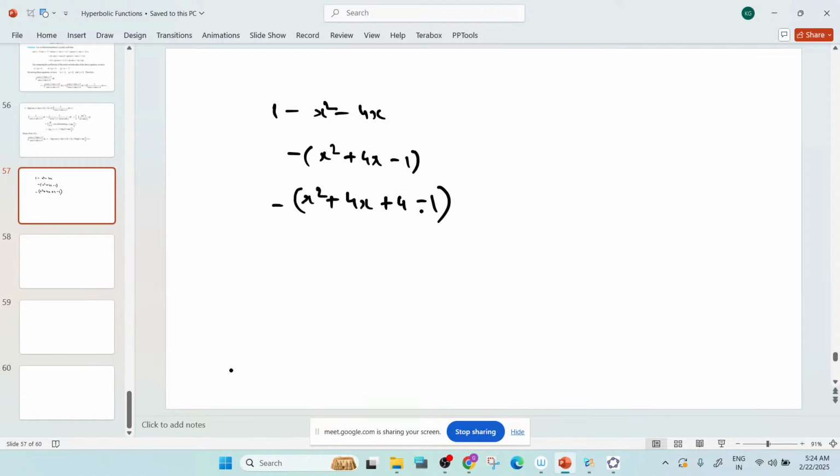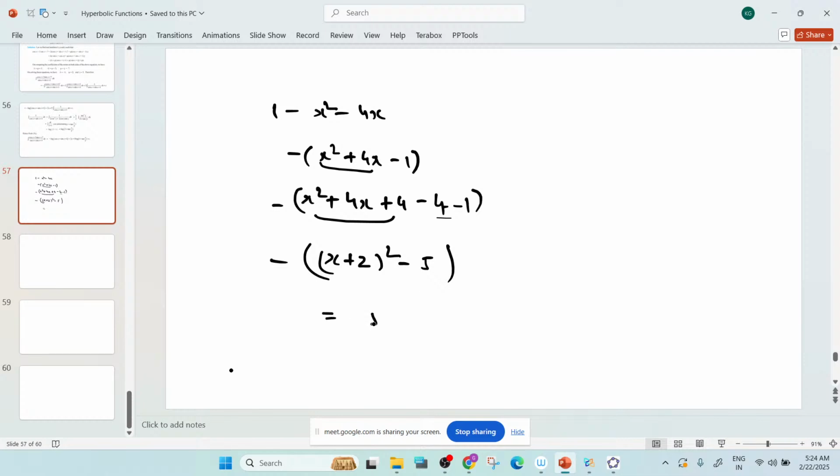We are trying to complete the square. Plus 4 minus 4 minus 1. We are trying to complete the square of this one. So that's why you're adding a 4 and minus 4. So what has this become? X plus 2 whole square, right? Minus 5. There is a complete negative here.